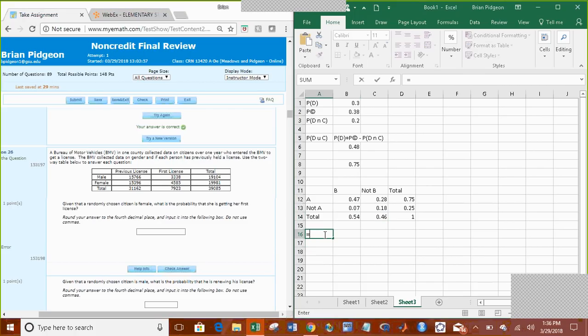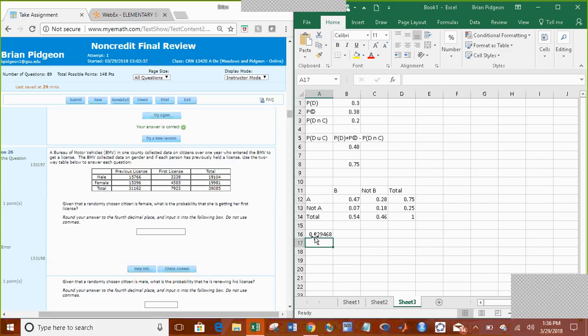So we need to look at, given that it's female, only the females, and there are 19,981 females. Now, of those females, how many are getting their first license? Well, if you look at that middle value, 4,585. So the answer is 4,585 out of our 19,981.